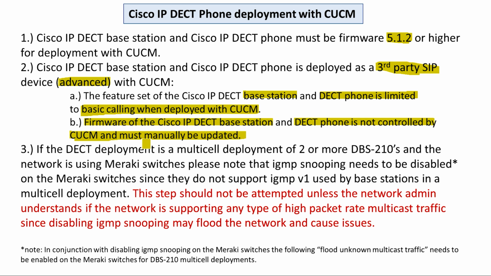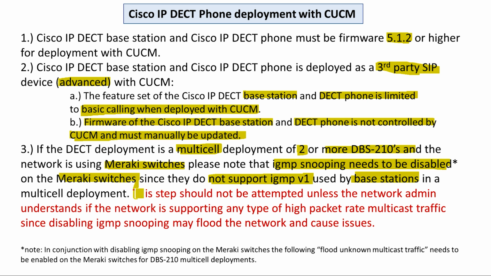The third item here is if you're going to be doing a multi-cell deployment, which is 2 or more DBS 210s, and if the network is using Meraki switches, IGMP snooping needs to be disabled on the Meraki switches. The reason being is they do not support IGMP version 1, which is used by the base station in a multi-cell deployment.